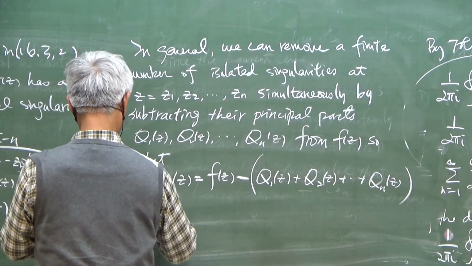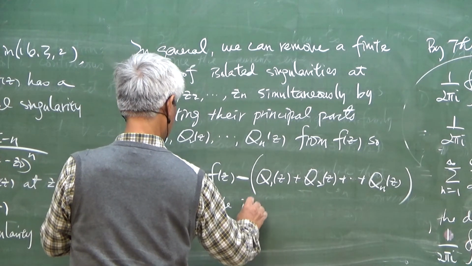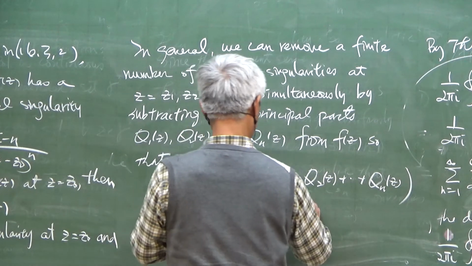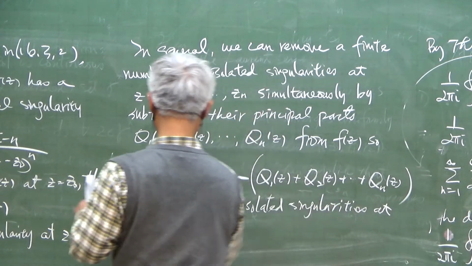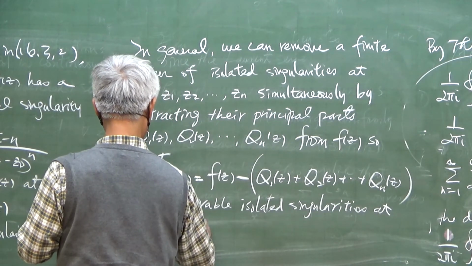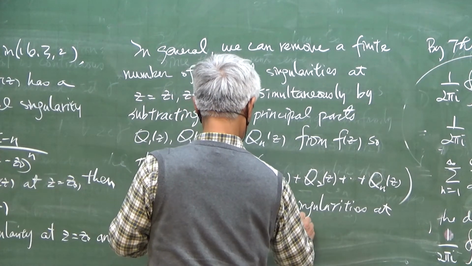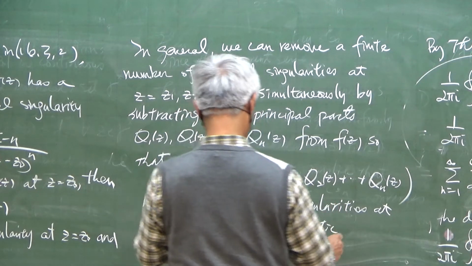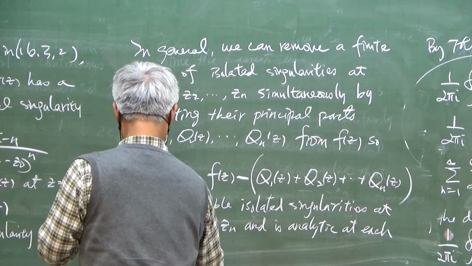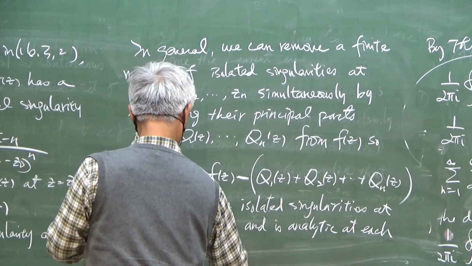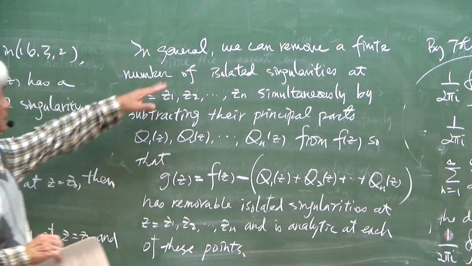has removable isolated singularities at z equal to z1, z2, up to zn, and then is analytic at each of these points. Okay, so g(z) becomes analytic at these singularities.